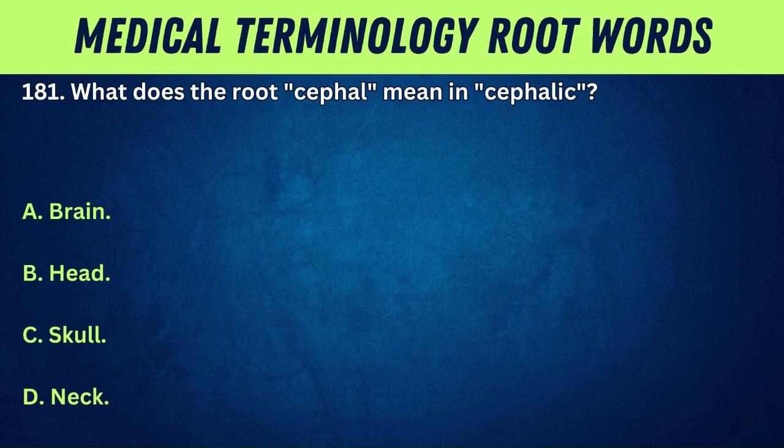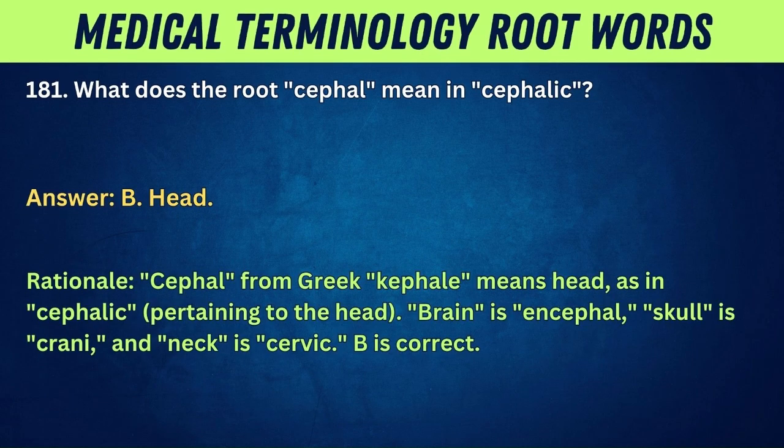181. What does the root cephal mean in cephalic? A. Brain. B. Head. C. Skull. D. Neck. Answer: B. Head. Rationale: cephal, from Greek kephale, means head, as in cephalic, pertaining to the head. Brain is encephal, skull is crani, and neck is cervic.